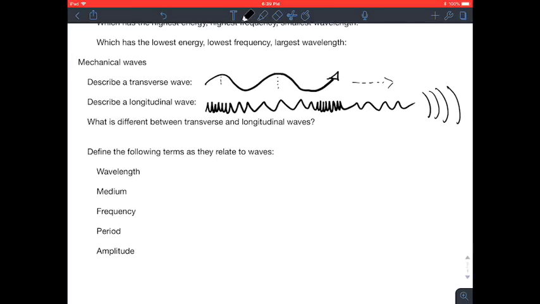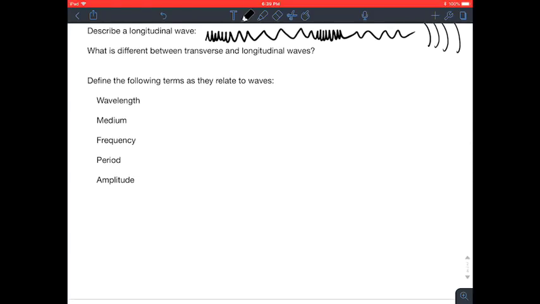And we can have non-light, like an ocean wave, or where you take a jump rope and flip it with your hand, and as that wave moves across, that's a transverse wave as well. All right. Okay, last but not least, just some terms we need to know.